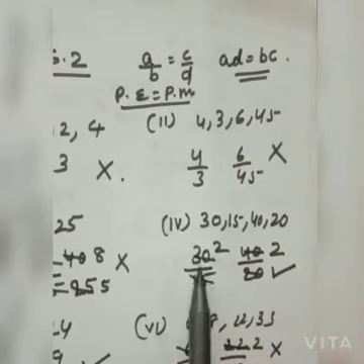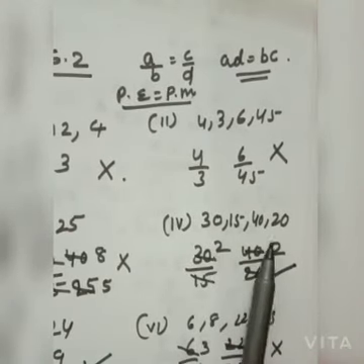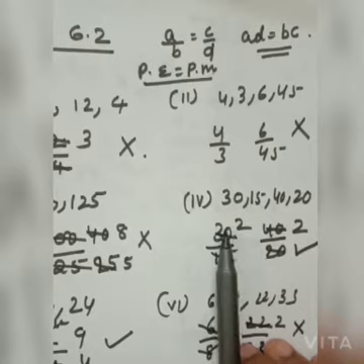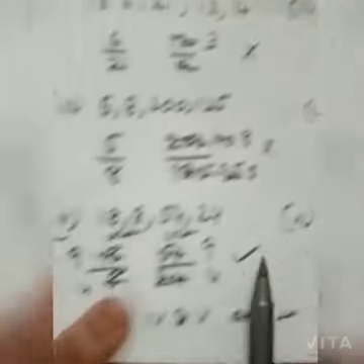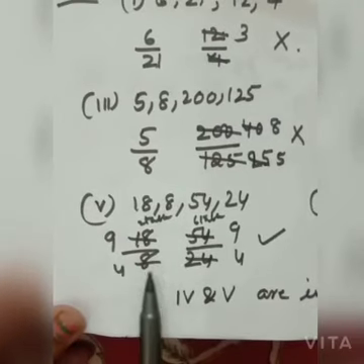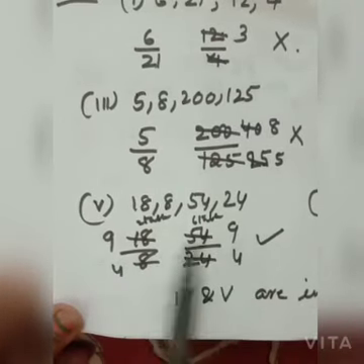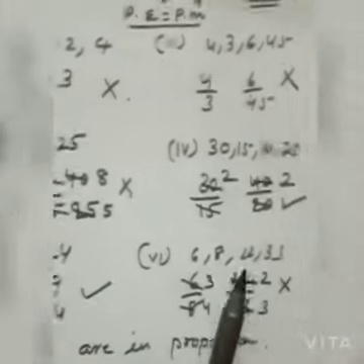And simply cutting. Okay, 30 by 15, 40 by 20. Cut it. You will get 2 and 2. Okay, both are equal. So these are in proportion. Otherwise you cross multiply. 320, 600, 15, 40, 600. This one also cut out, 9 by 4. Here also I got 9 by 4. So these are in proportion. Cross multiplication also you will get the same answer.